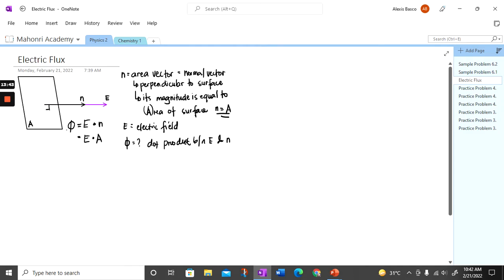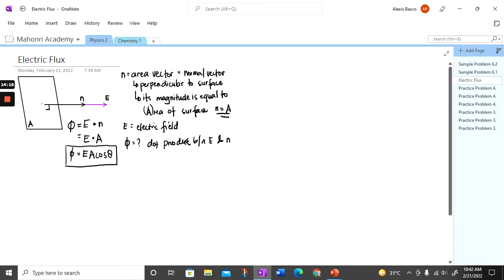In order for us to measure the dot product, what we want to do is identify the angle between your N and your E. So this would be E times A cosine of the angle between the N and the E. So this is your equation on how to measure electric flux. There are some things that I want you guys to remember.